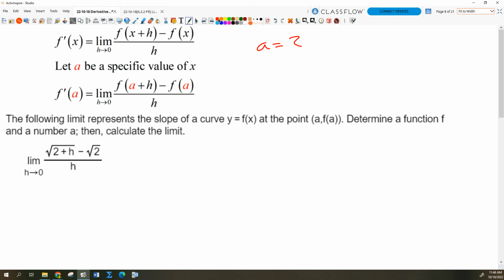Yes? No, just 2, because we want to know what is the value that we have substituted for x. Okay, it is 2. What is the function? Square root of x. How do you know? Well, because that's f of x with x equaling 2, right? That's f of x plus h when x is equal to 2, okay?